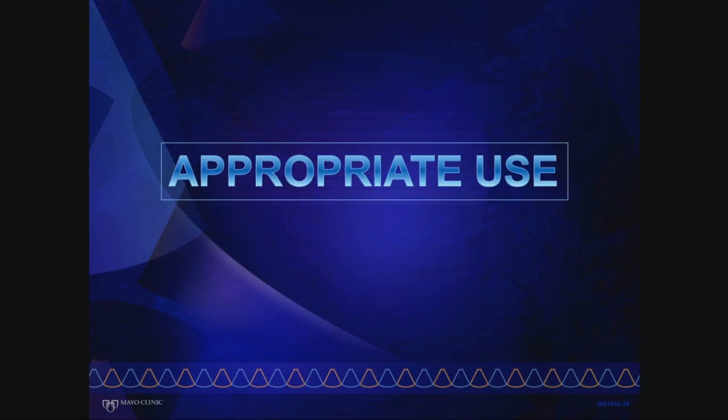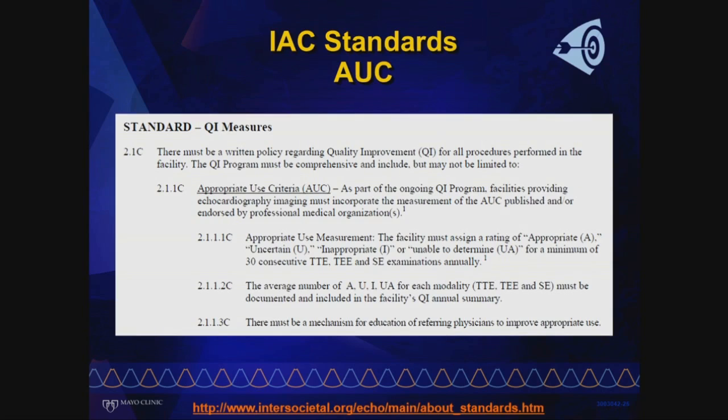I want to spend just a moment talking about appropriate use because that's something that comes up repeatedly during these sessions. In the IAC standards, you are required for an accredited lab to track appropriate use. And there needs to be a mechanism for educating those referring physicians, which was just referred to. However, there's no target. And one thing I get asked periodically is, why is there no target for this standard? We need to know what it is we need to get to.